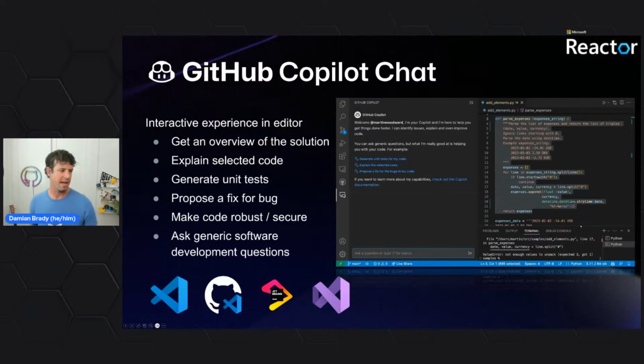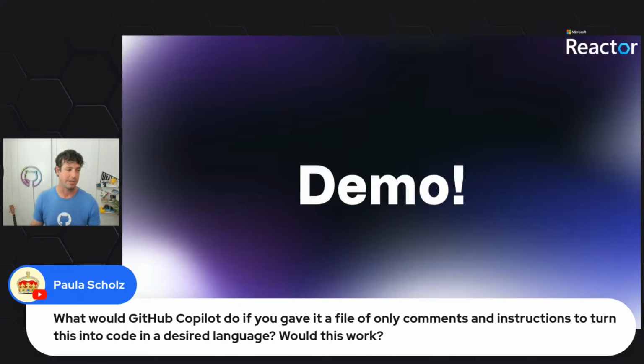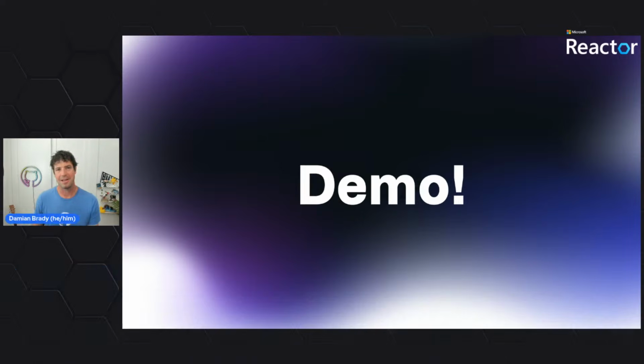Now, I just got a question. What would it do if you gave it a file of only comments and instructions to turn this code into a desired language? Would it work? Well, the best way, and I love doing these, the best way to figure this stuff out is to actually try it. So I'll run through a couple of little intro demos first, but a file with only comments and instructions to turn it into code in a desired language. Yeah, let's try it. When we get to the Copilot Chat stuff, I'll show you some inline chat as well.